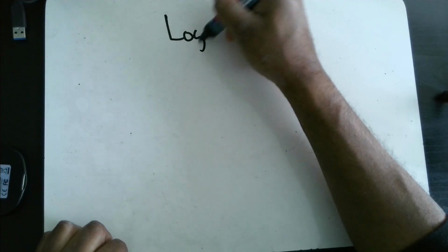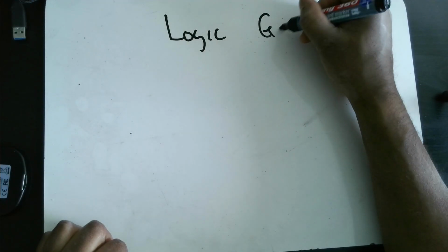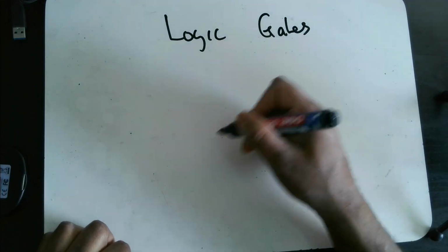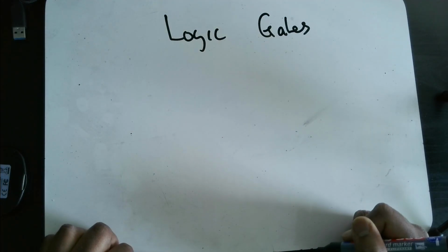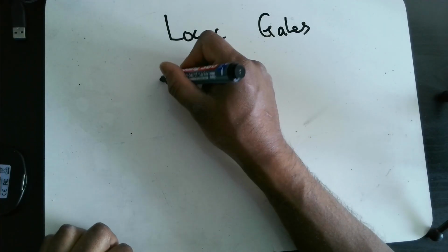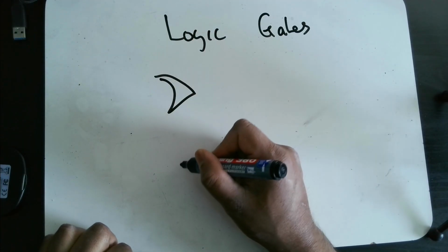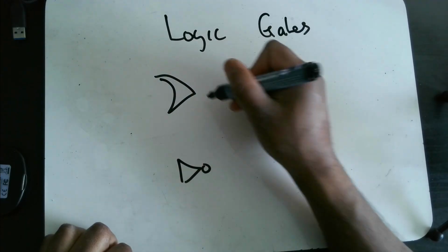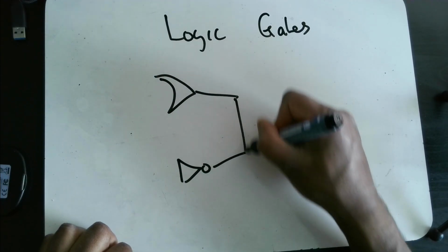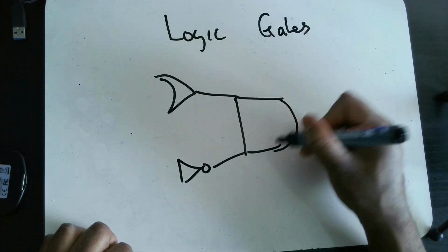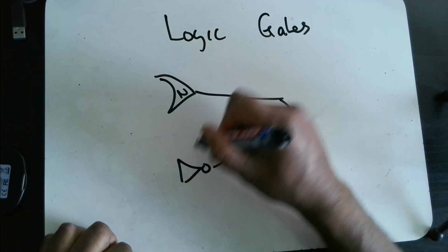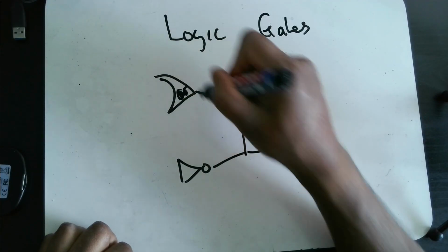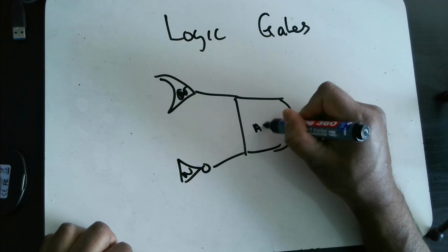Okay, logic gates part 2. Gates can be combined to make more sophisticated Boolean expressions. For example, if I do an OR gate here, a NOT gate here, combine them to go into an AND gate. So OR, NOT, and AND.